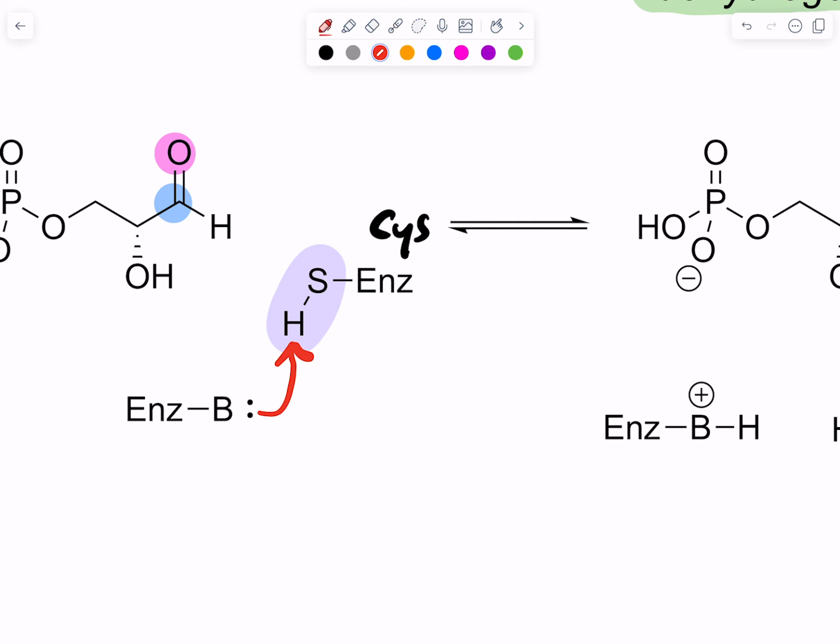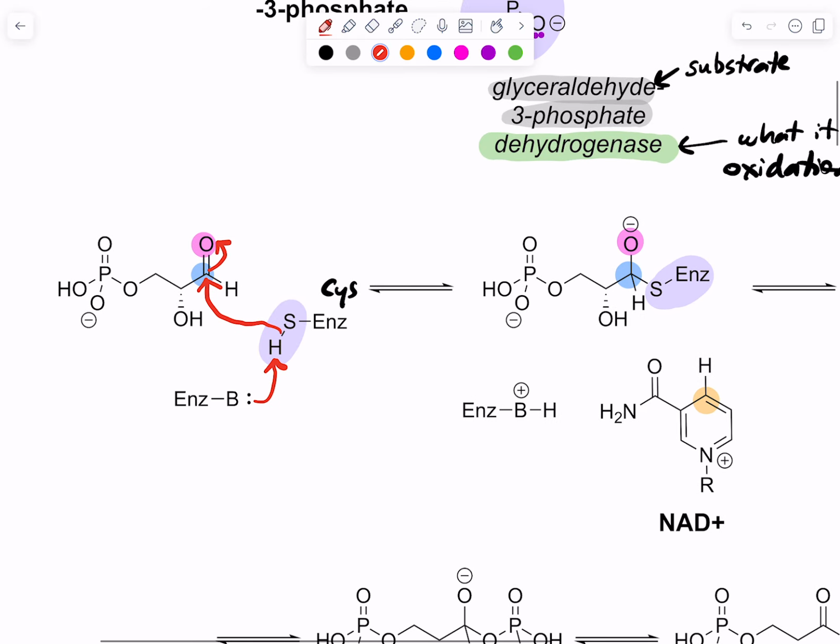If you were drawing this out yourself and had a lot of paper, you could draw the negatively charged sulfur, and then in a subsequent step, you could show that negatively charged sulfur attacking the carbonyl carbon. I'm just going to go straight for it. Have the electrons in this hydrogen sulfur bond go to attack the carbonyl carbon and get a tetrahedral intermediate.